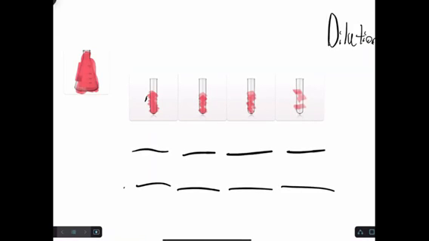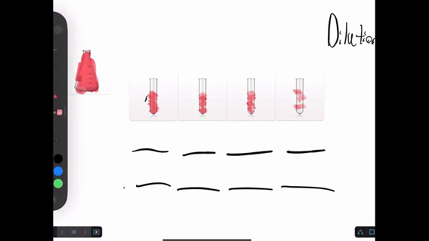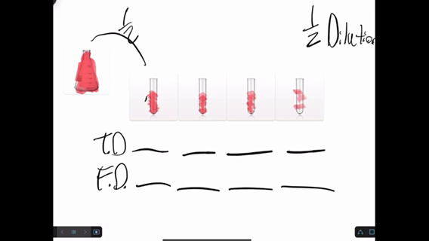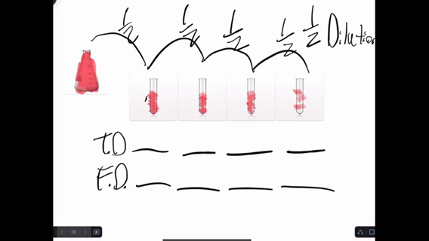So this is our 1/2 dilution, or our twofold dilution factor. So our TD and then our FD. What we want to do with each of these is take a half of this, half of that, half of this, and then half of each. So for this one you want to take half of this, and so forth.